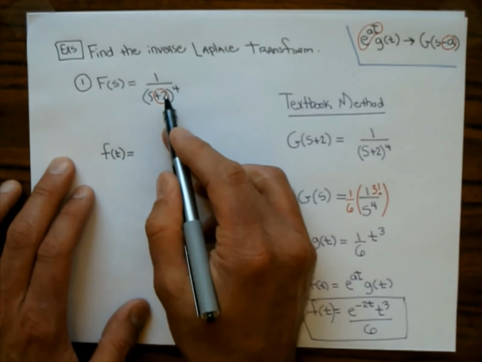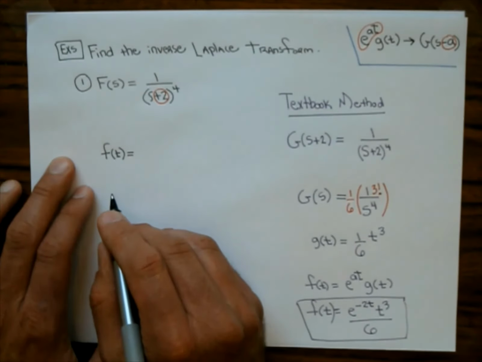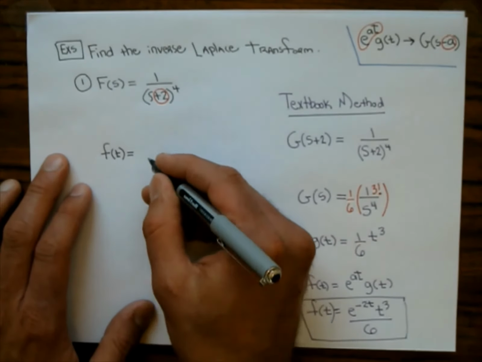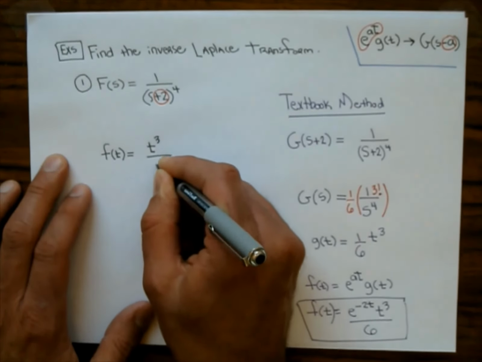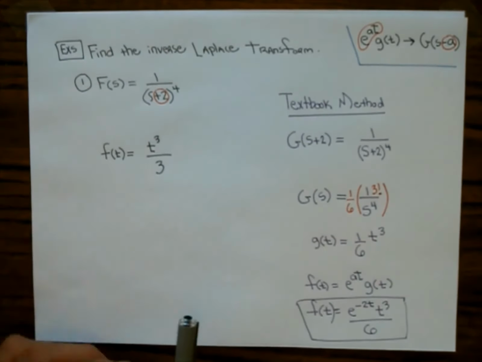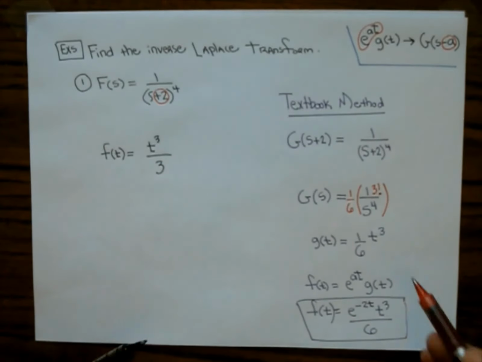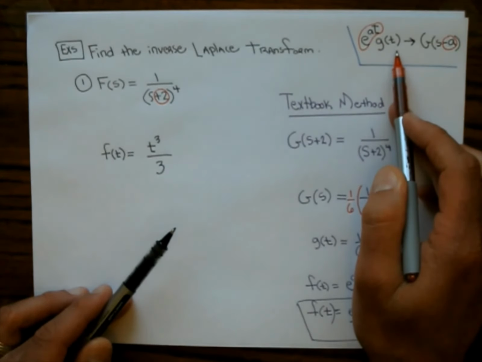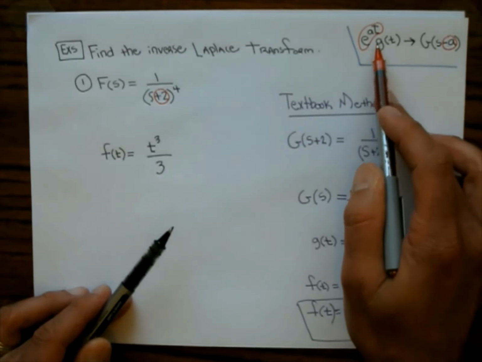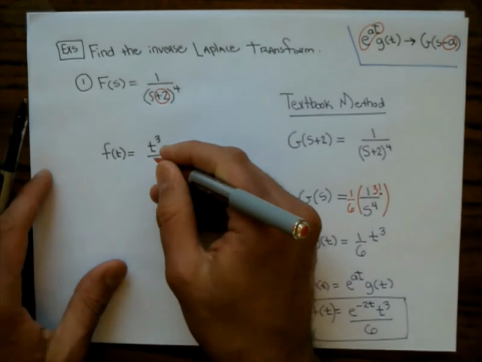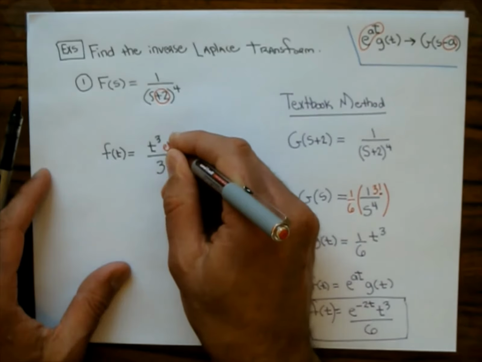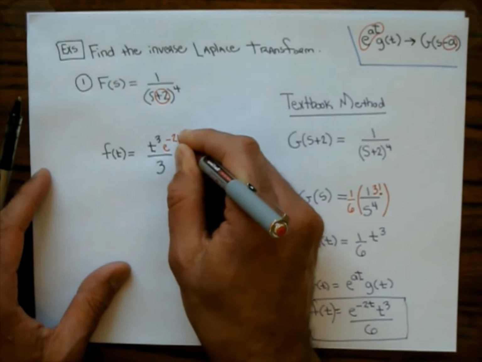The Laplace transform of 1 over s to the 4th happens to be t cubed over 3. Okay, so at the very end, and I'm using this as a roadmap, I'm going to multiply my result by e to the at, which is e to the -2t.